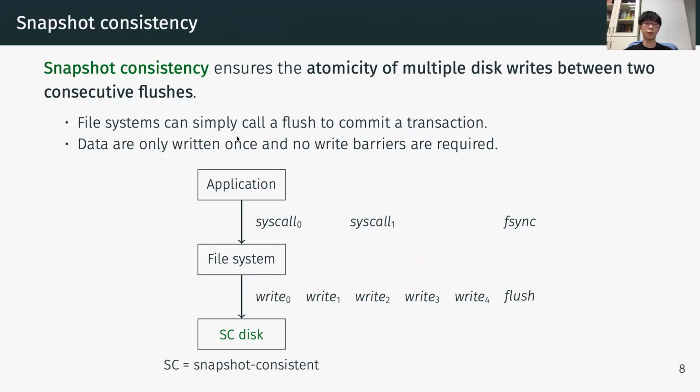The major benefit of snapshot consistency is that it ensures the atomicity of multiple disk writes between 2 consecutive flushes. With snapshot consistency, the file system can simply call a flush to commit a transaction. Also, it improves the system performance because data are only written once and no write barriers are required.